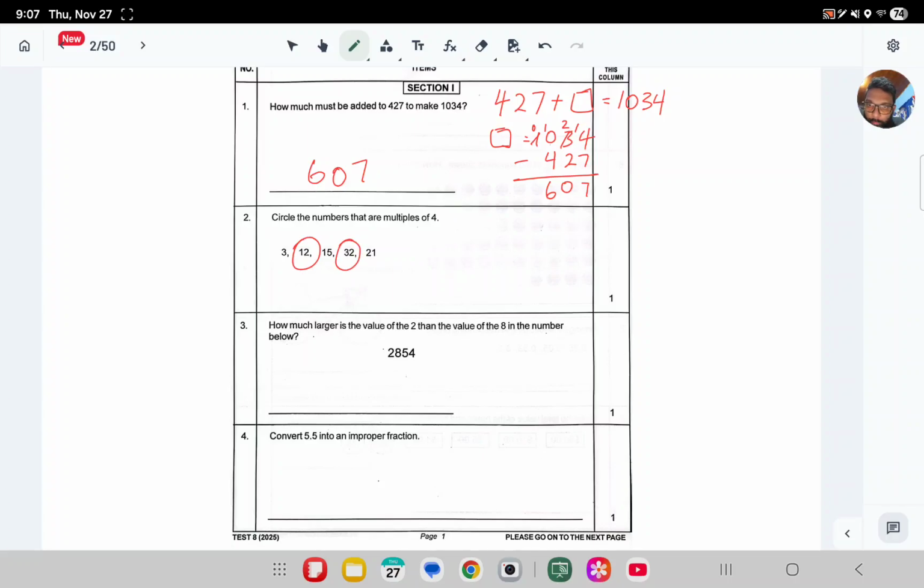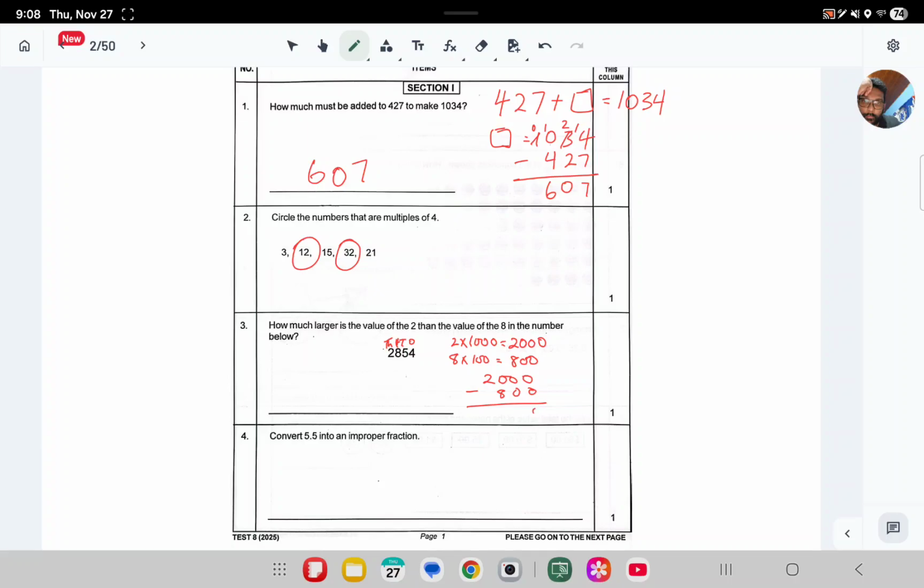Number 3. How much larger is the value of the 2 than the value of 8 in the number below? So we know here is ones, tens, hundred, thousands. So we're looking at values. So the value of the 2, this would be 2 by 1000, which is equal to 2000. We're looking at the value of the 8, that is 8 by 100, which is equal to 800. I want to know how much larger it is. So this becomes 2000 take away 800.